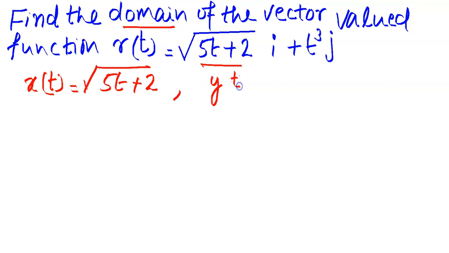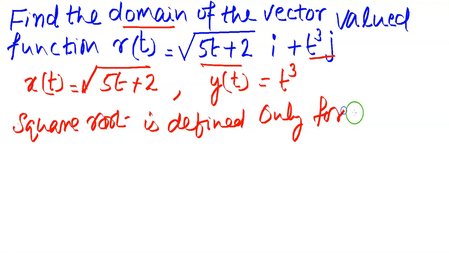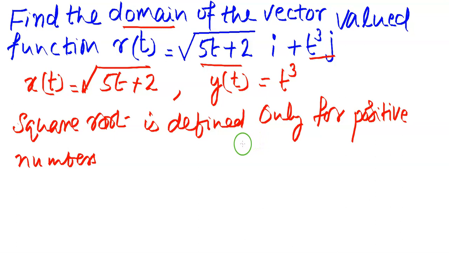Y of t is equal to t cube. ഇവിടെ സ്ക്വയർ റൂട്ട് ഉണ്ട്, അതുകൊണ്ട് ശ്രദ്ധിക്കുക, square root is defined only for positive numbers. Square root is defined only for positive numbers.